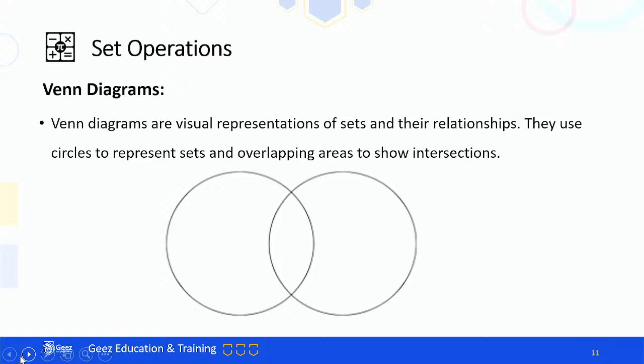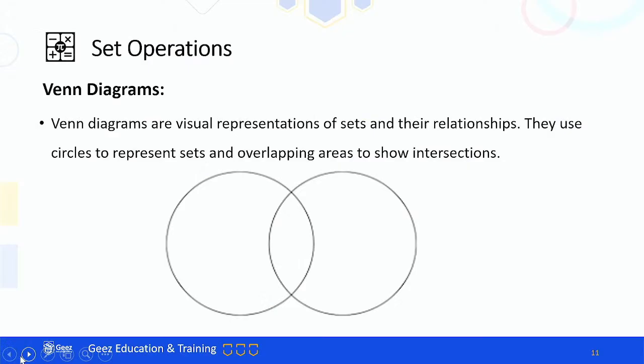Now, I'm going to take you to pictorial representation of sets. The Venn diagram concept is named after John Venn, a well-known mathematician. Well-known mathematician actually. So, Venn diagram.